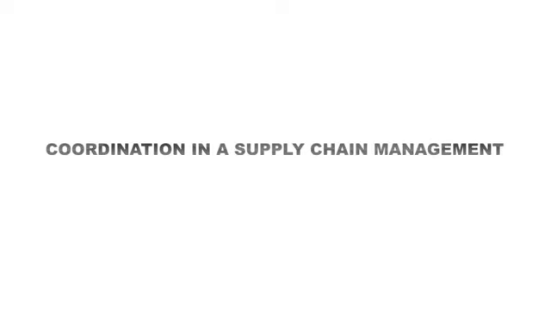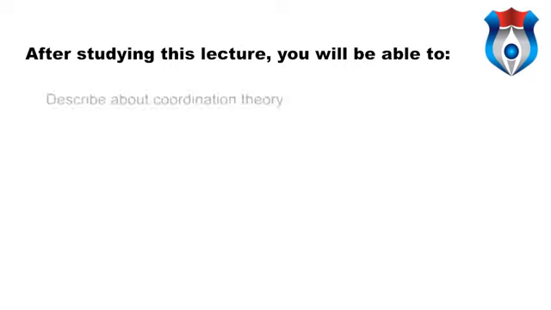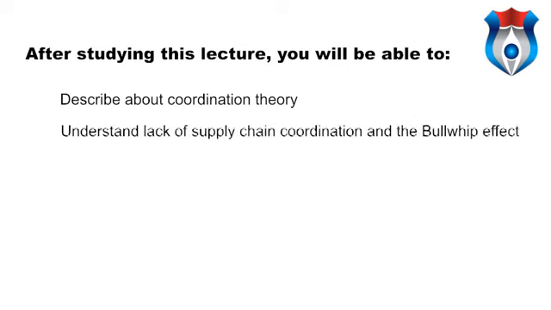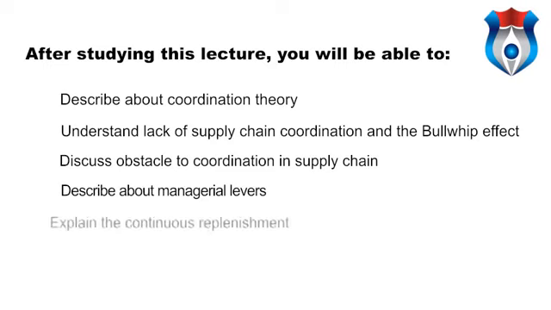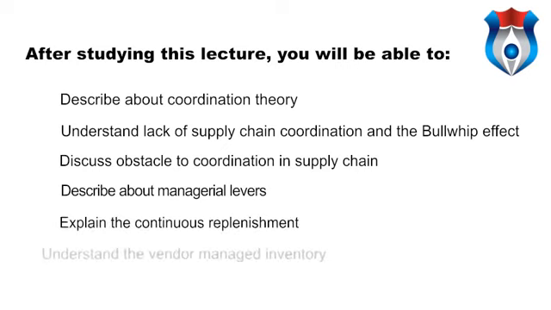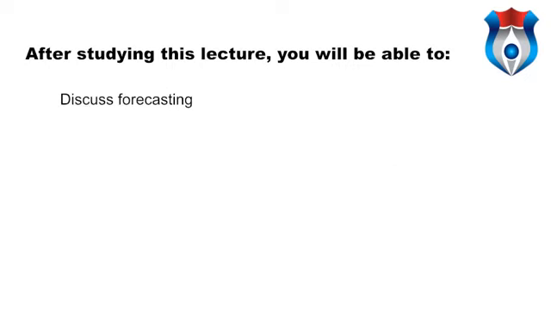Hello students, welcome to the lecture on coordination in supply chain management. After this lecture we will be able to learn the following objectives: describe coordination theory, understand lack of supply chain coordination and the bullwhip effect, discuss obstacles to coordination in the supply chain, describe managerial levels, explain continuous replenishment, understand vendor managed inventory, define collaborative planning, discuss forecasting, describe replenishment.